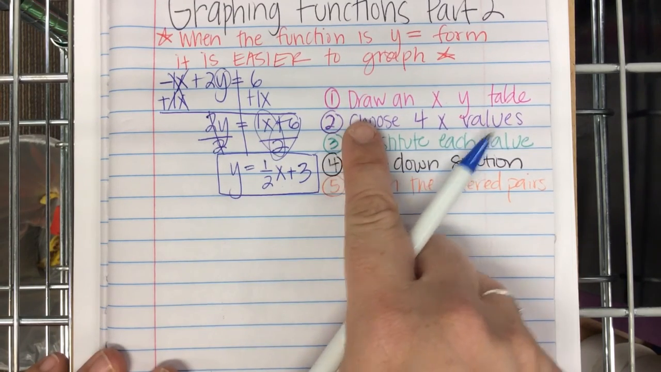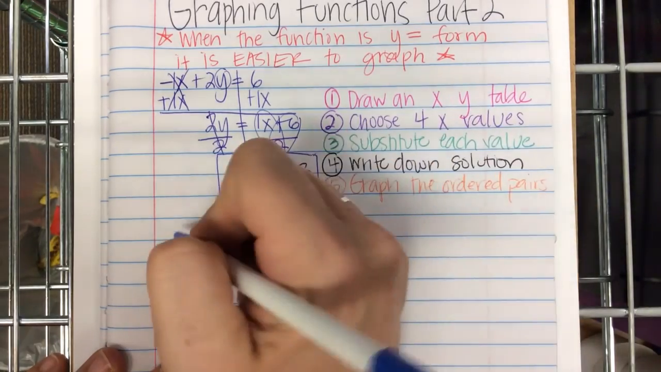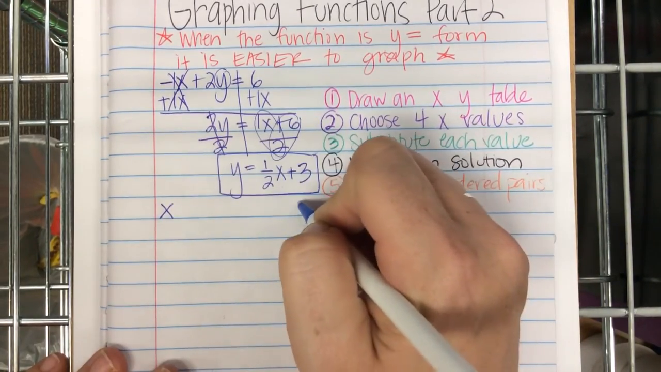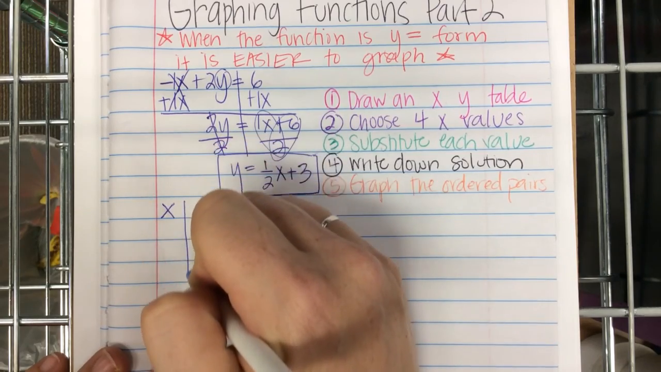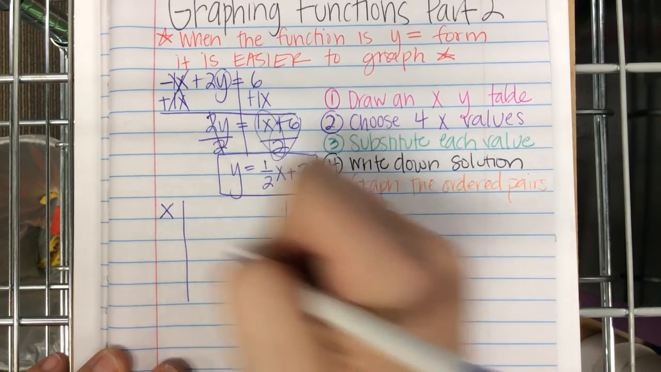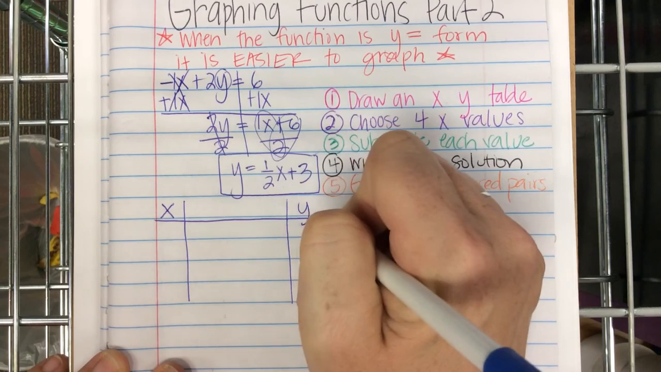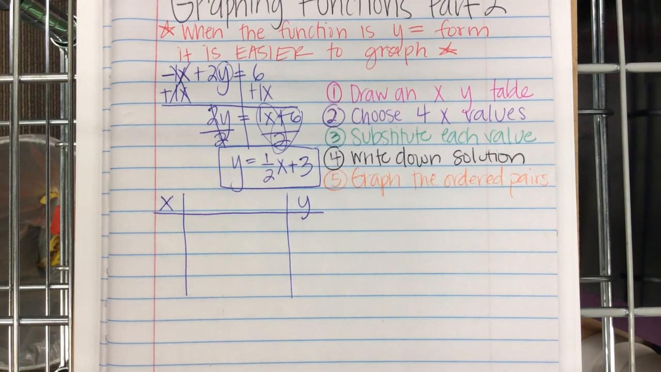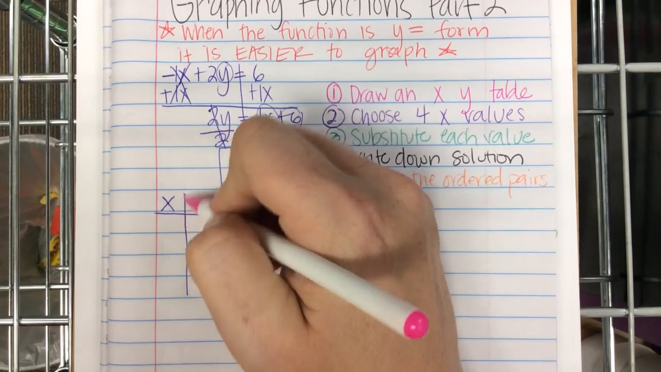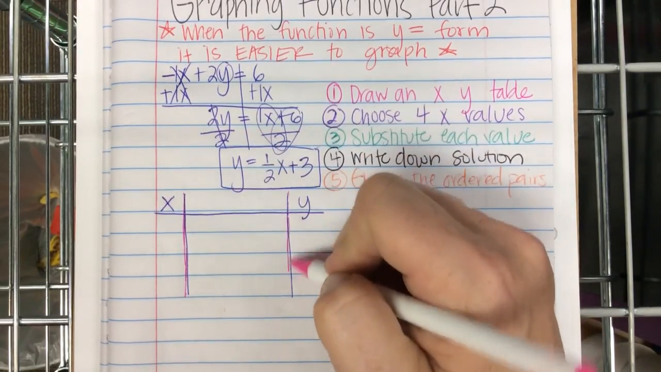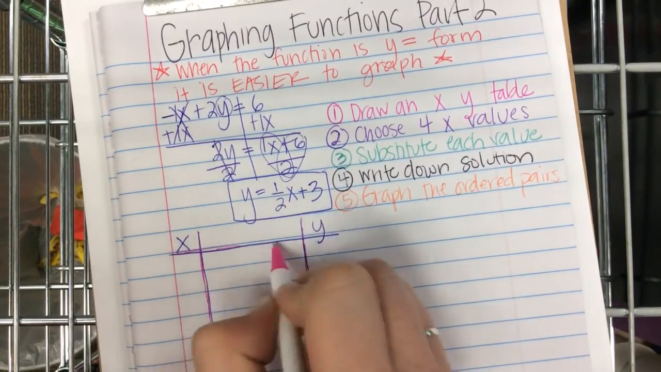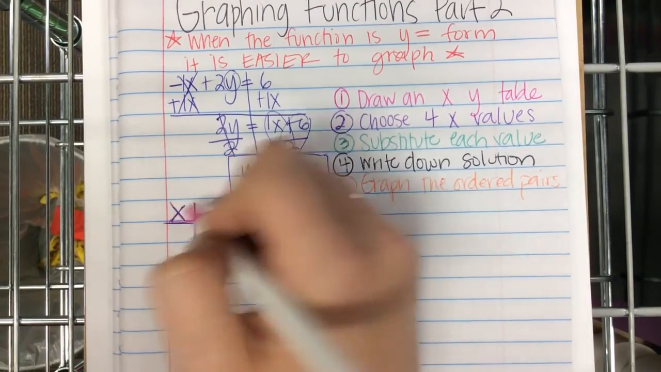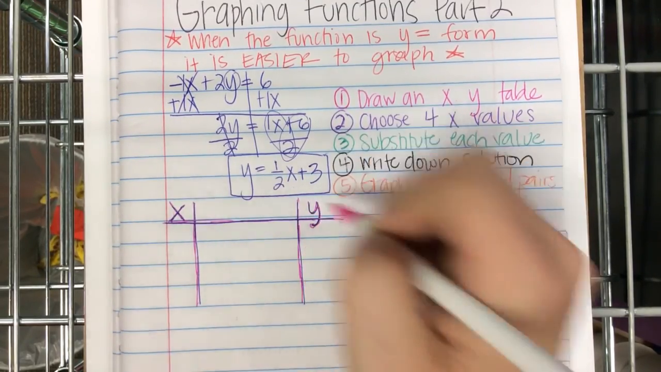So step number 1 was draw an XY table. Here's my XY table. I'm going to have X, I'm going to have Y, and in the middle, I'm going to have room to show my work. Step 1. I probably should have done that in pink so that the steps match the color of ink that it's in. I know, right?